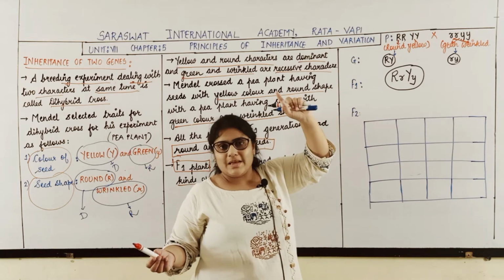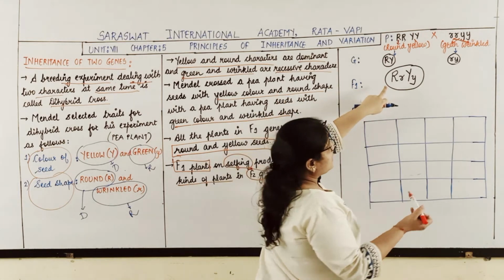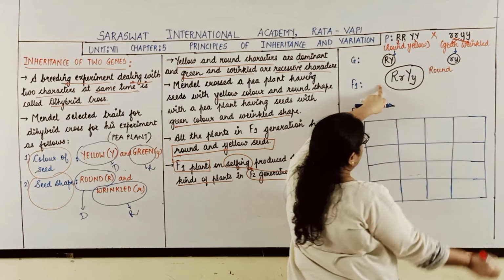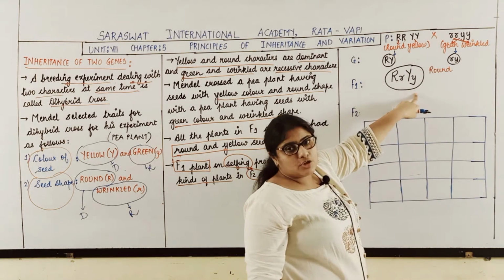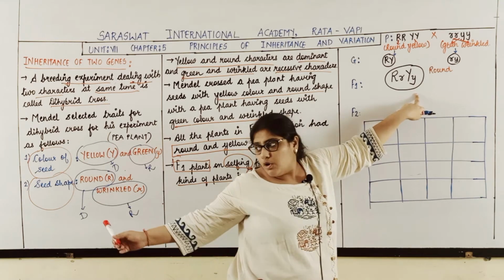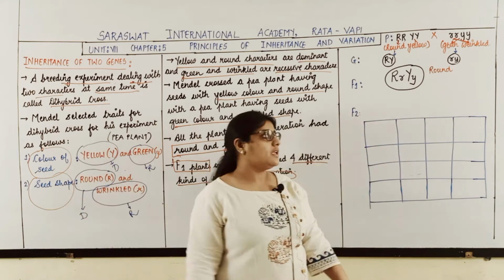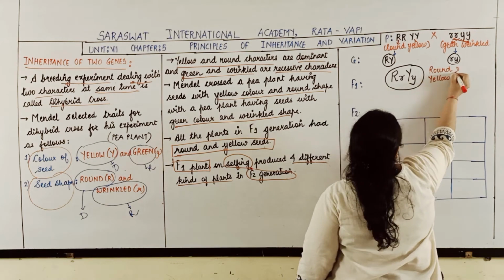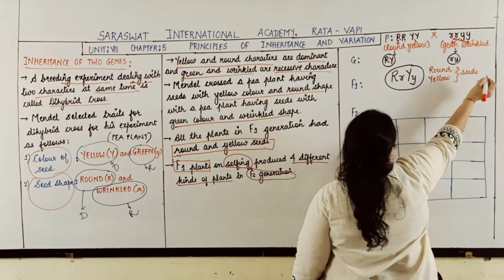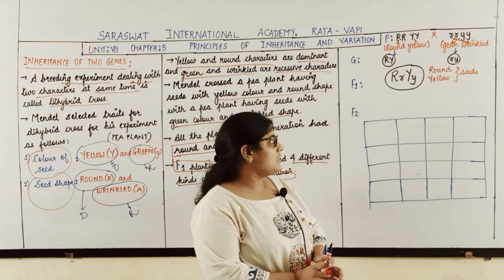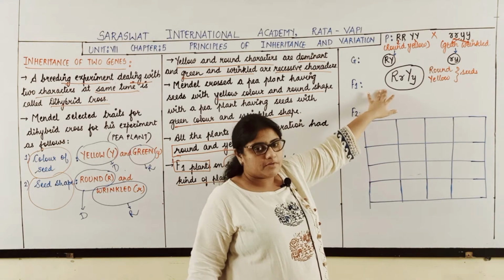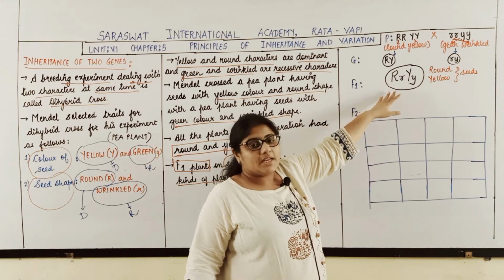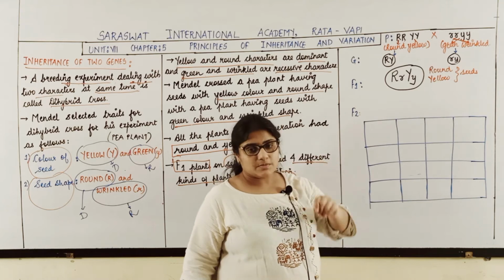Now here we know that capital R is dominant over small r. This conclusion came from the monohybrid experiment. So what does capital R stand for? Round. Capital Y is dominant over the small y. What does capital Y stand for? Yellow. So all the plants produced in the F1 generation were having what type of genes? Capital R, small r, capital Y, small y.